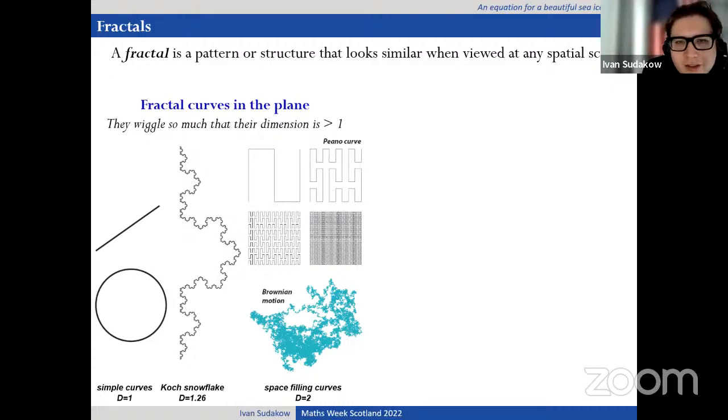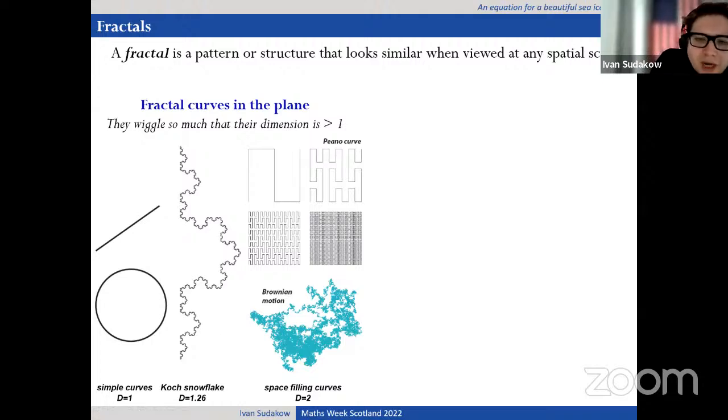Fractal is generally still not a well-defined word, but generally we can say it is a pattern or structure that looks similar when viewed at any spatial scale. So we can see such a nice curve. We can zoom in and see the same similar geometry. We can zoom in again and see similar geometry, and so on. Many objects in nature are fractal objects, so they have self-similarity.